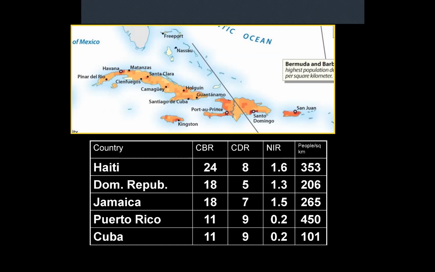Here's some numbers. Looking at Haiti and the population growth rates, it's about 1.6. You can see that Haiti, the Dominican Republic, and Jamaica have moderate growth rates. They're not actually that high in terms of growth rates. Puerto Rico and Cuba have very low natural increase rates, much lower than the US. But the population density, the people per square kilometer on the far right of this graph, you can see they're very, very high. In the US, it's 37 people per square kilometer. And in Haiti, it's 353. So very densely populated.